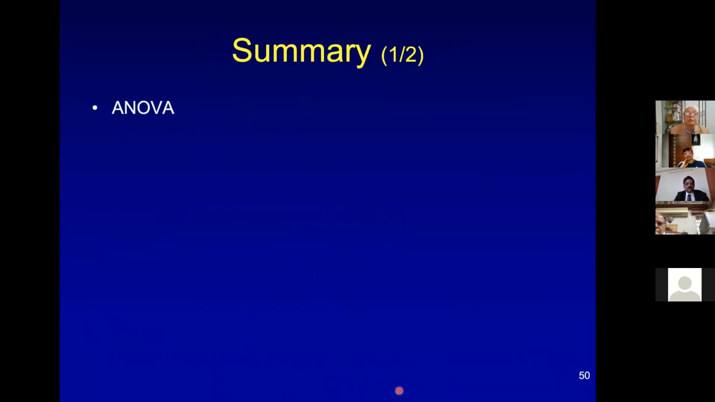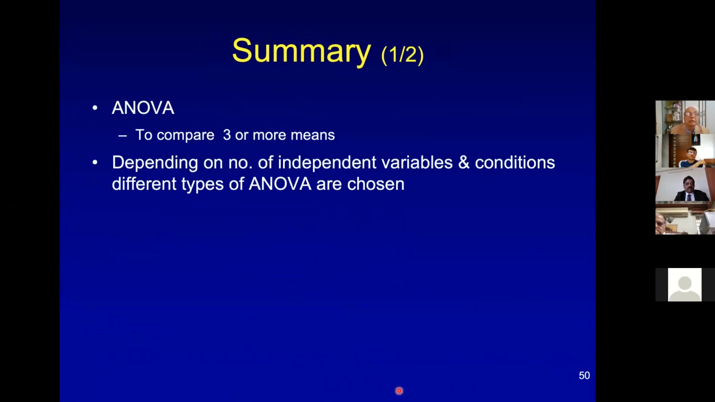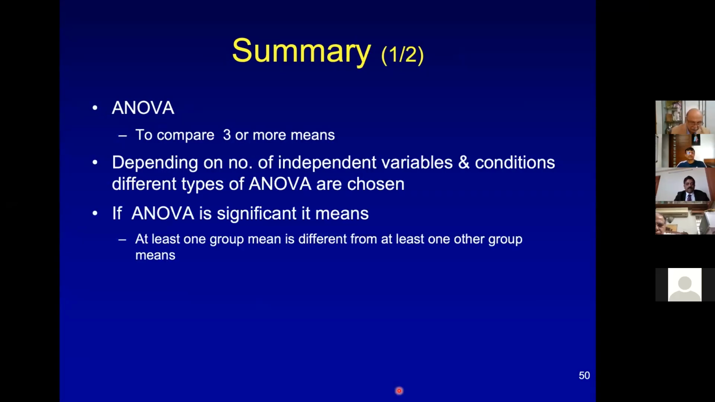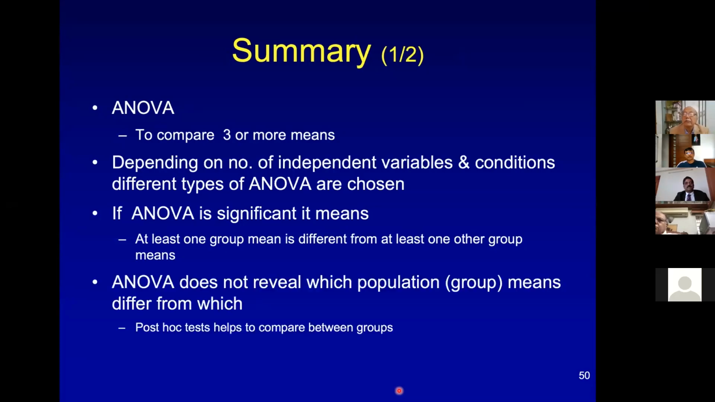So to summarize, ANOVA is to compare 3 or more means. Depending on the number of independent variables and conditions, different types of ANOVA are chosen. If ANOVA is significant, it means that at least one group is different from at least one other group. But for now, we don't know which, right? In our example, we did not have it overall different. ANOVA does not reveal which population means differ from which. Therefore, we need to conduct this post-hoc test to compare between groups. The post-hoc tests I did mention to you are Tukey's, Dunnett's, and others.